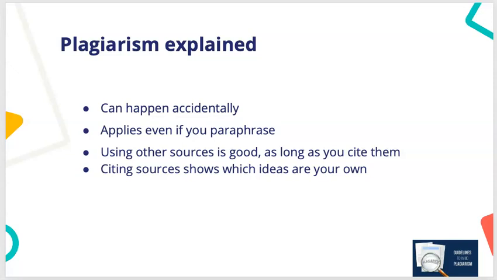So, how can plagiarism be explained? It can happen accidentally. Sometimes it applies even if you paraphrase. Using other sources is good as long as you cite them. Citing sources shows which idea originated from which author. Students sometimes plagiarize by accident, even if they don't mean to cheat. To avoid accidental plagiarism, you need to understand how to properly use and cite sources.